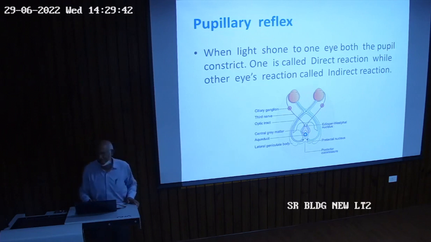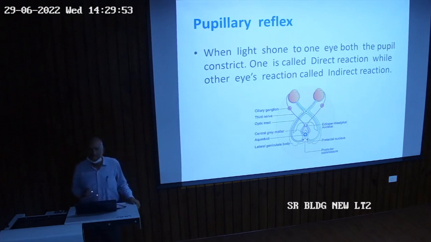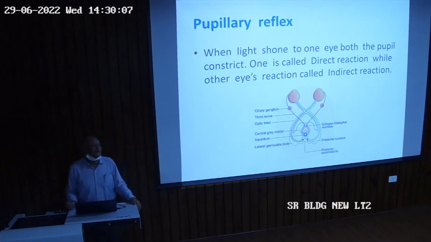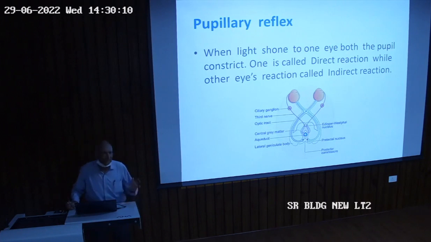Pupillary reflex. Usually in the practical examination, I ask you to elicit the pupillary reflex or the light reflex. How to elicit this? The patient is in front of you, close the other eye, put the torch in the same eye and see the pupillary reflex. If pupillary constriction is there, it means the pupillary reaction or light reflex is present. The patient says, yes, I can see the light.